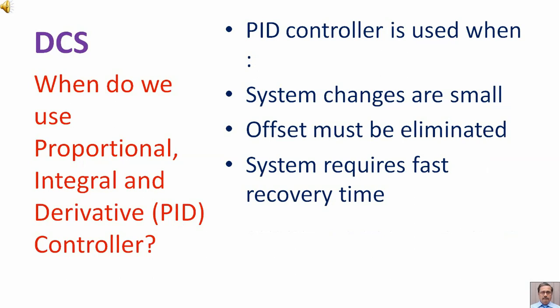When do we use a proportional, integral and derivative controller? A PID controller is used when system changes are small, offset must be eliminated, and the system requires fast recovery time.